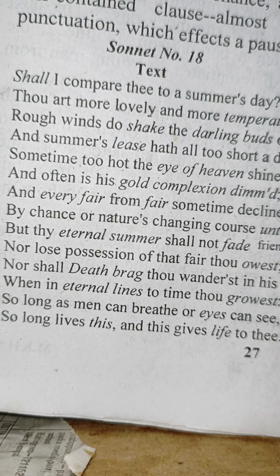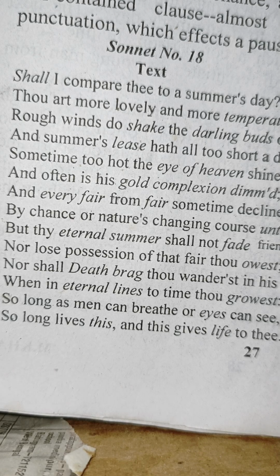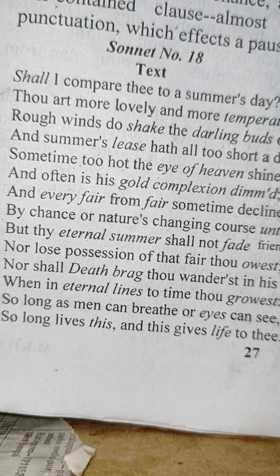By chance or nature's changing course untrimmed. But thy eternal summer shall not fade, nor lose possession of that fair thou owest. Nor shall death brag thou wanderest in his shade, when in eternal lines to time thou growest. So long as men can breathe and eyes can see, so long lives this, and this gives life to thee.